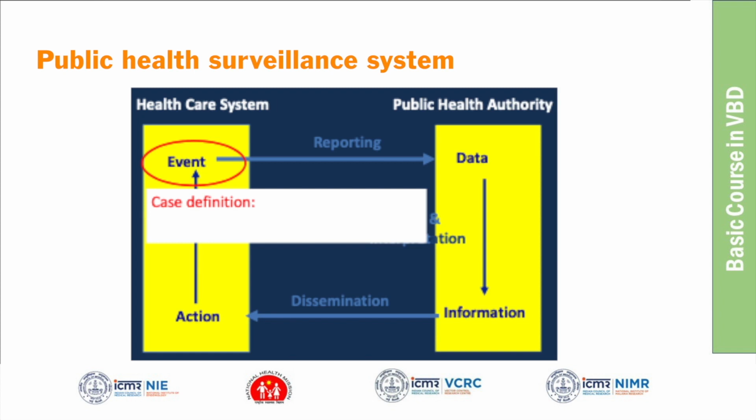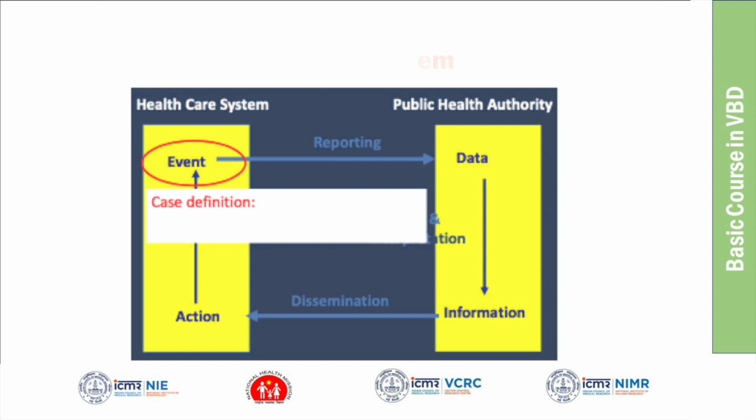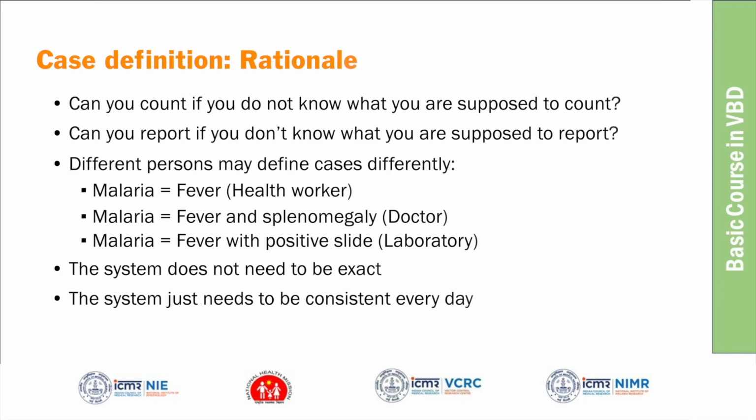The next thing is that we need to define the cases. What is a case? If it is a disease, we need to define what a case is, what is malaria, what is typhoid. Then only can we collect clearly from the community or hospitals. So once we know what we are going to collect, then only can we easily collect it. For example, malaria. A general community person may say that if someone has a fever, it's malaria. A healthcare worker also says it's malaria, based on some other symptoms.